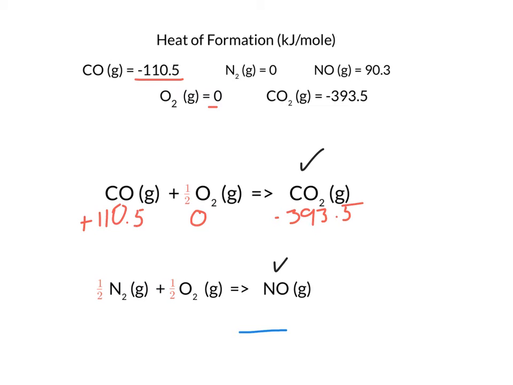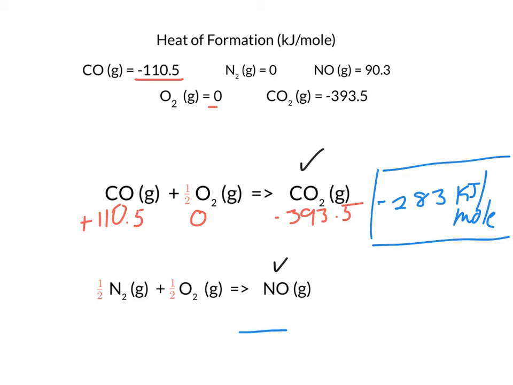And therefore, when I combine these, I get a fairly simple number of negative 283 kilojoules per mole. And how many moles do I have? I only am making 1 mole here, so therefore that is my final number from making carbon dioxide from carbon monoxide and an oxygen using my heats of formation.